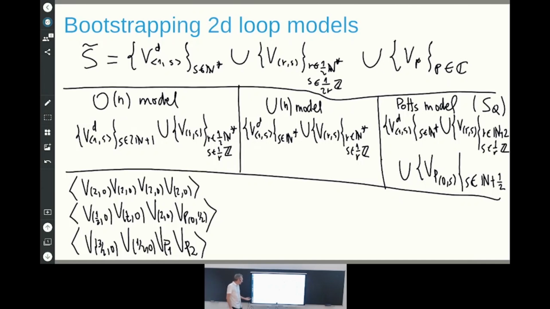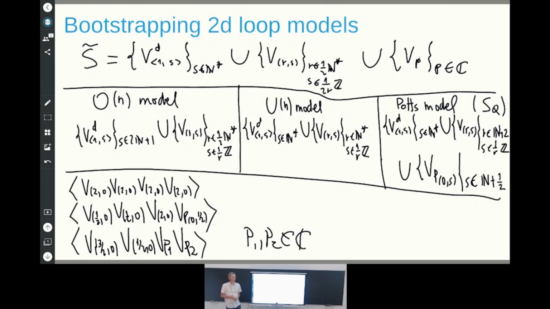And you can even write correlation functions here with arbitrary diagonal fields, VP1, VP2, with P1 and P2 arbitrary complex numbers, if you want. So this belongs to no model at all, these fields, but these correlation functions you can also compute, you can also bootstrap, and again, it belongs to some extension of all these models.